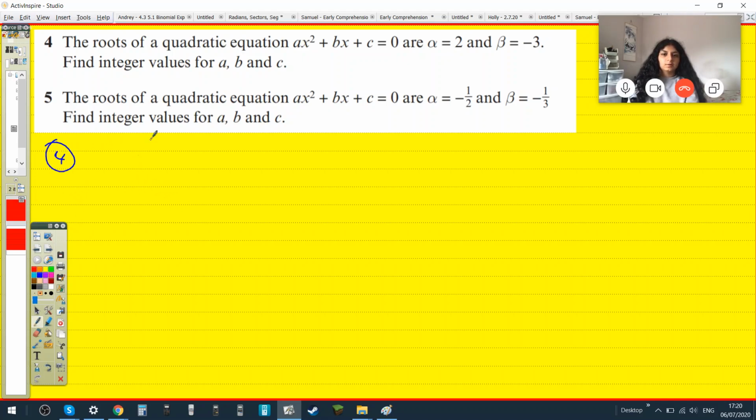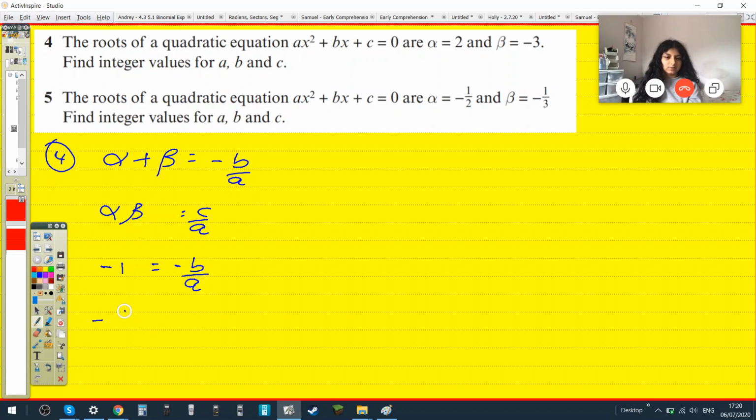So alpha plus beta is equal to minus b over a. And then alpha times beta is equal to c over a. So you add them. So minus 1 is equal to minus b over a, and minus 6 is equal to c over a. Yeah. So would that just mean a is equal to 1? Looks like it.